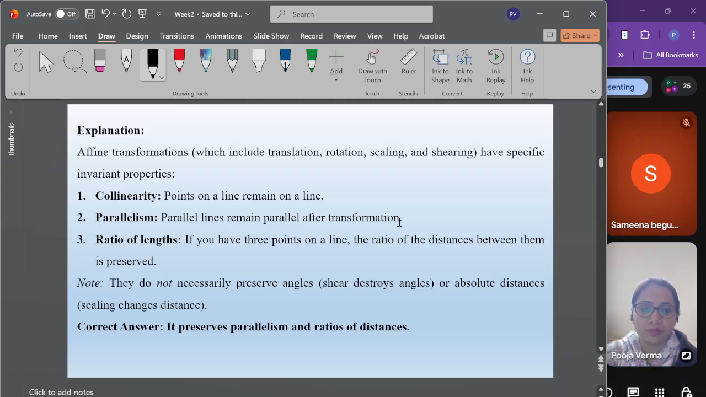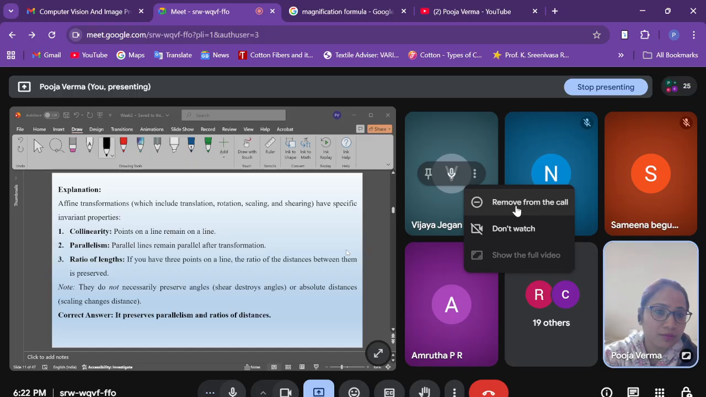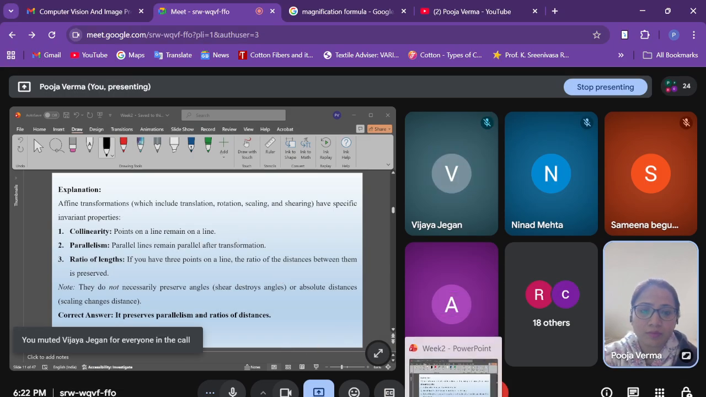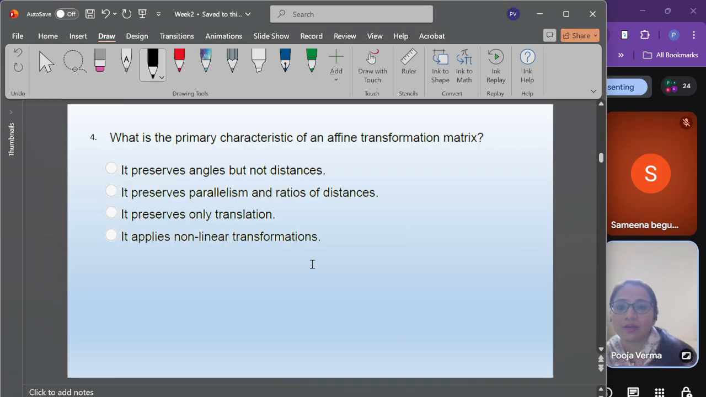Question 73. Yeah, please. Who is it? Can you mute yourself? So yeah, option B is the correct answer. It preserves parallelism and ratios of distances.